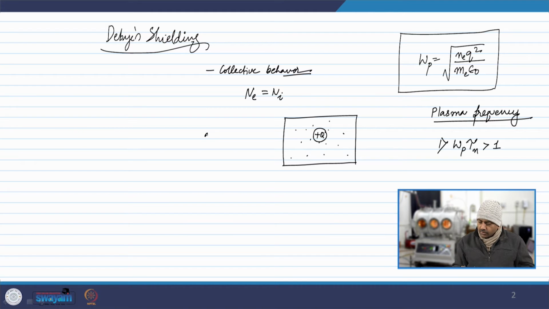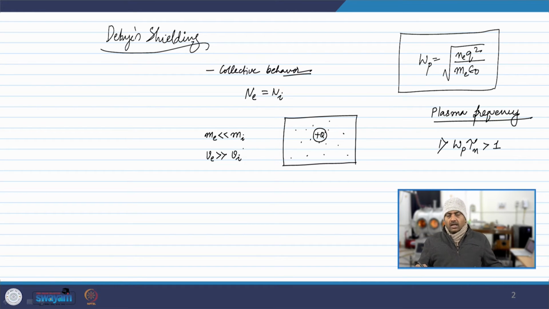consider this situation where the mass of the electron is much less than the mass of the ion, and at a given thermal state or at a given temperature, it is natural for us to expect that the velocity of the electron will be much larger than the velocity of the ion. Why? Because any given temperature will only be able to give some energy to the particle, and this energy will obviously depend on the mass of the particle. Lighter the mass, larger will be the energy, or larger will be the velocity, right.